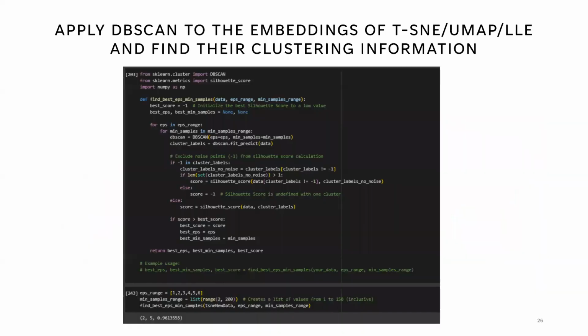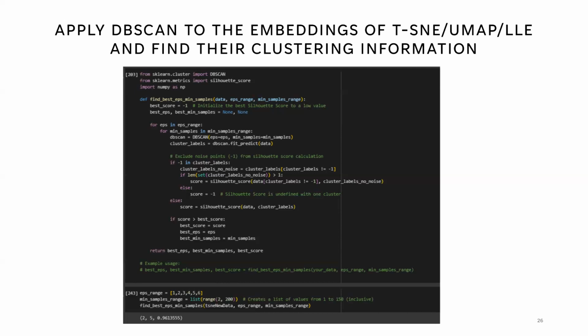The next step, which is good, was to apply DBSCAN to the embeddings of the t-SNE, UMAP, and LLE, and define their clustering information. DBSCAN is a clustering algorithm used in data mining and machine learning, which groups points into clusters based on their density. It identifies regions in the data space where data points are close together while allowing for detection of outliers and noise. DBSCAN is particularly effective at finding clusters with arbitrary shapes and sizes, and it does not require the user to specify a number k. It can tell you how many clusters it thinks there are and how likely it thinks there are clusters present.